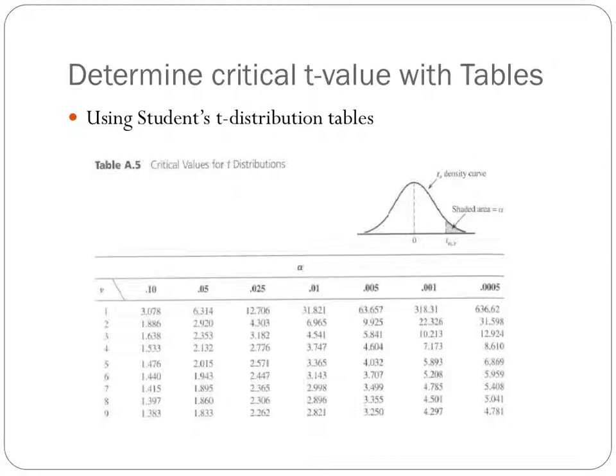The t-table has a number of rows and columns. The columns correspond to the alpha value, or the shaded area, that is going to correspond to what is not included in the integration up to the critical t-value. And the rows are going to correspond to the number of degrees of freedom.